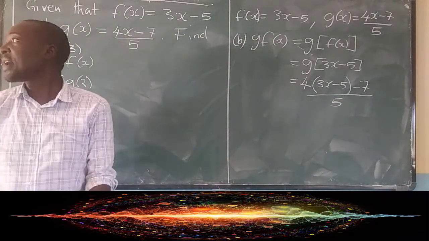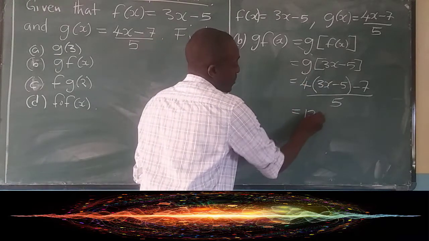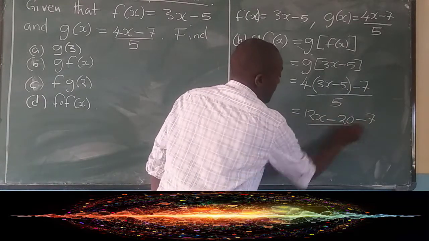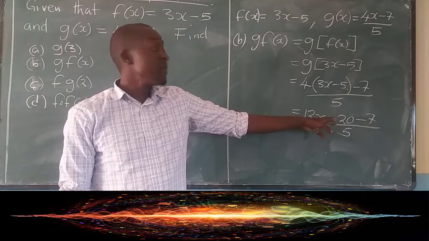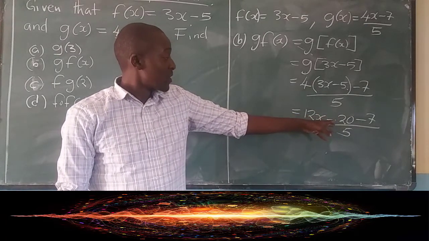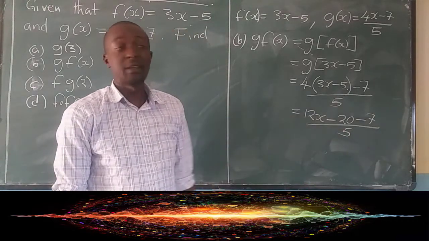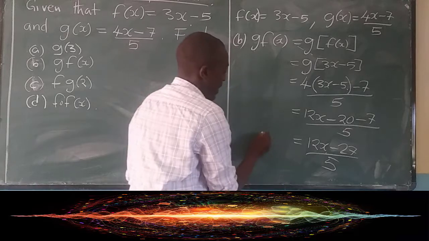Then when you reach there, you just simplify that. Expand the brackets. You multiply 4 by 3, 12x. Then 4 by 5, 20, minus 7, over 5. Then make sure you take care of the signs. Don't make simple mistakes here. You have these two signs here that are the same, so this is just like adding the two numbers, 20 plus 7. So you're going to have 12x minus 27 over 5. And this is your function g of f of x.